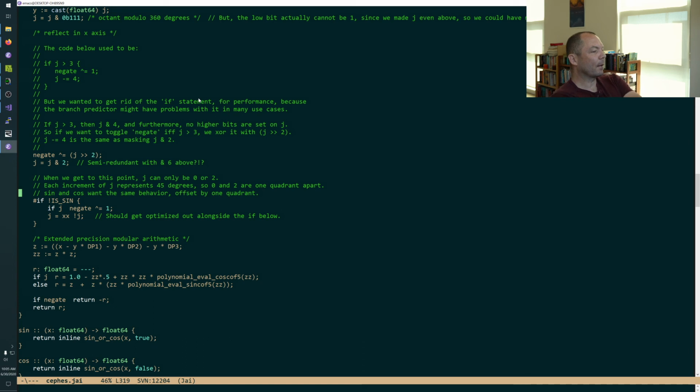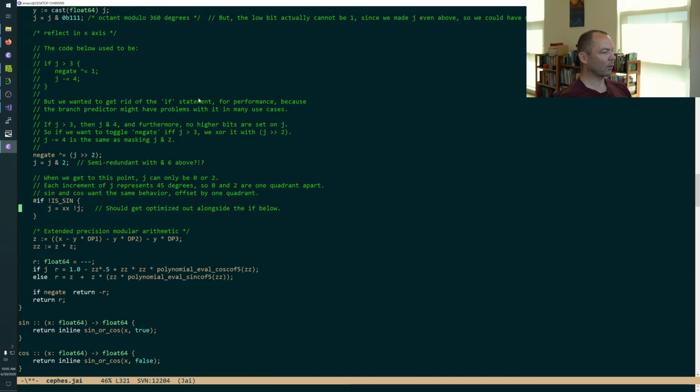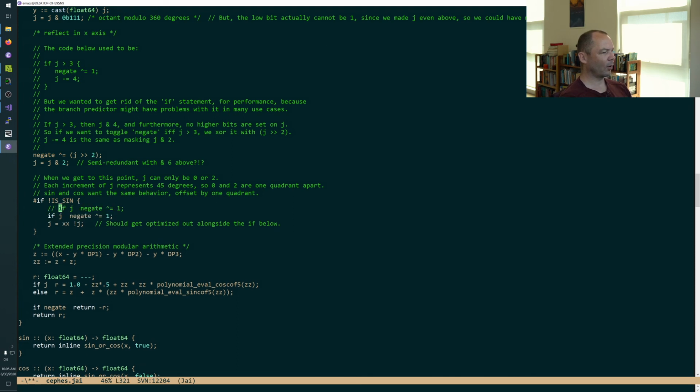Saving one integer operation like that can be a good optimization in some cases, but not when you're doing the amount of math that we're doing here. It just doesn't make sense. We want to get rid of the branches, right? But we can do that. So I never got rid of this one, did I? Or did I accidentally undo it?